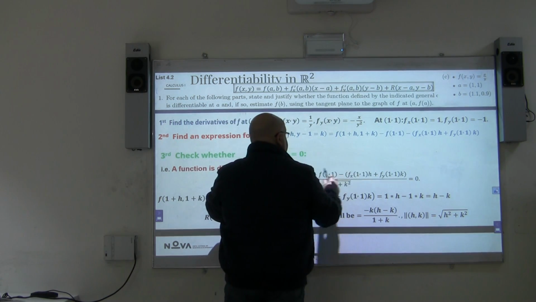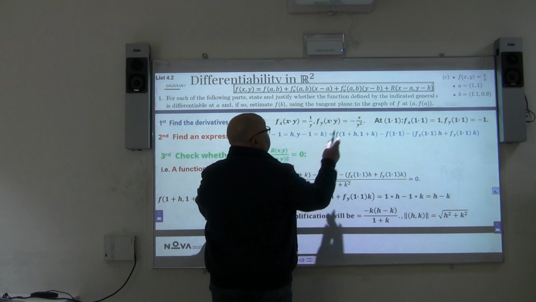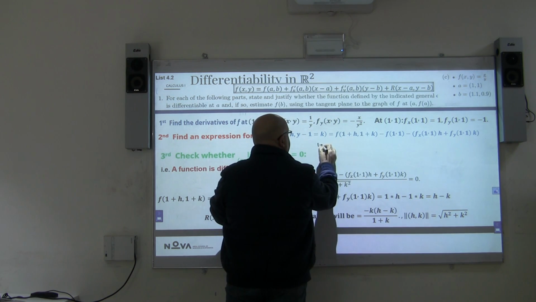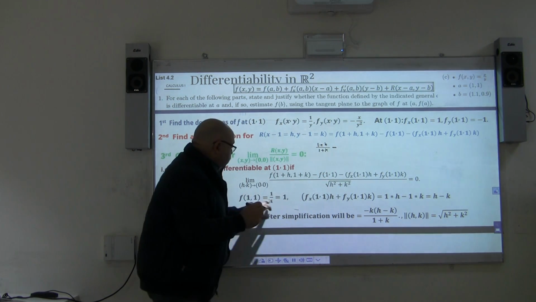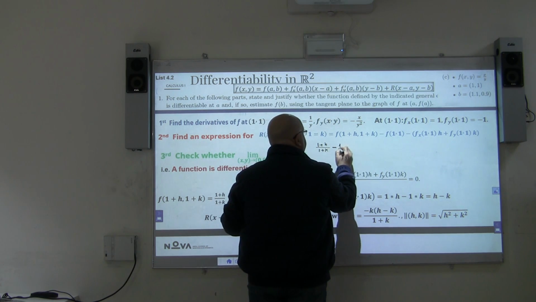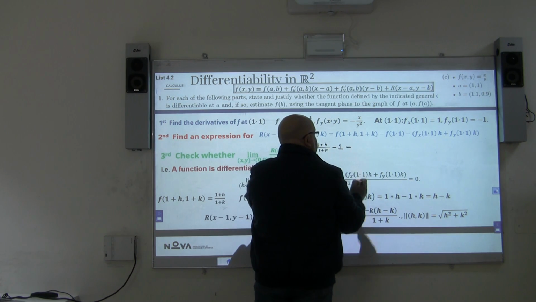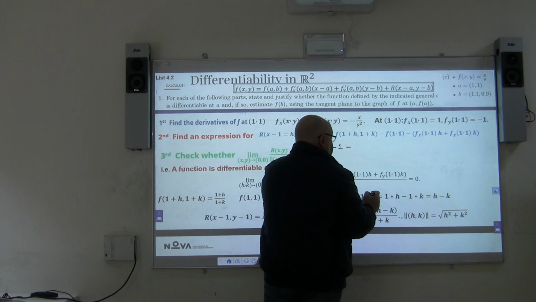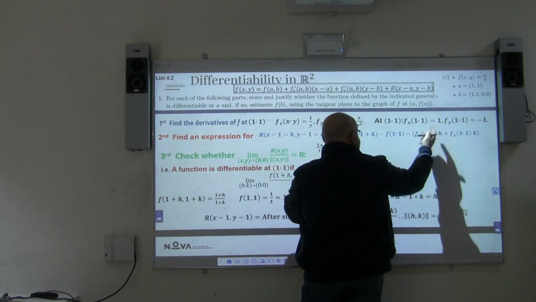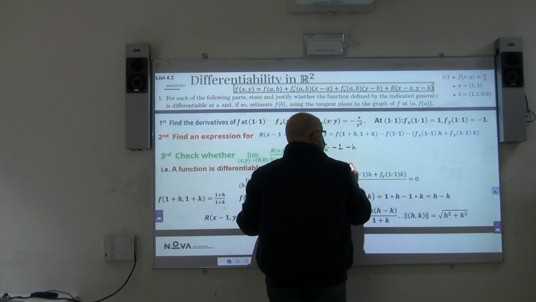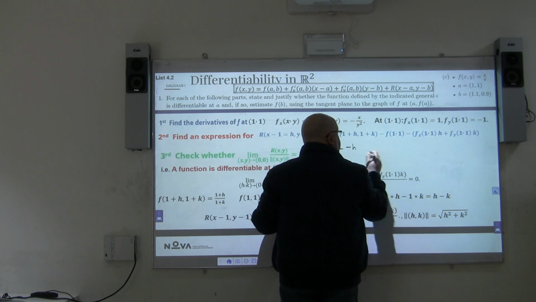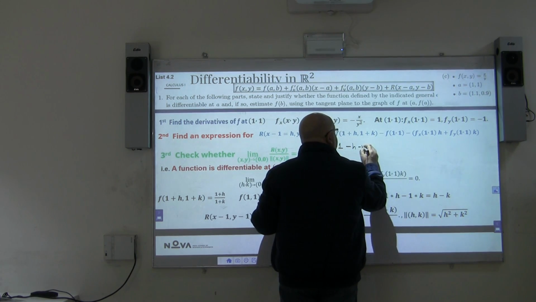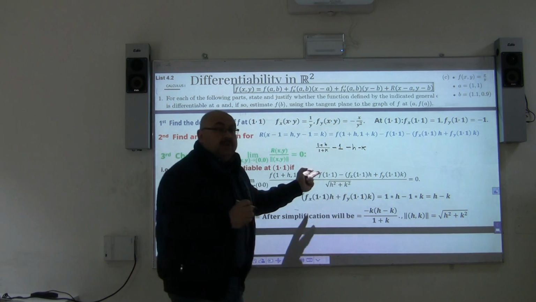That's the value of R. So I need the function at 1 plus H, 1 plus K. Let's do it: 1 plus H over 1 plus K, then minus f at 1 and 1, which is equal to 1. Then minus the first partial derivative at 1, which is equal to positive 1, times H, that's H. Then plus the value of the function at Y, which is equal to negative 1, times K, which is negative K. I need to simplify this.